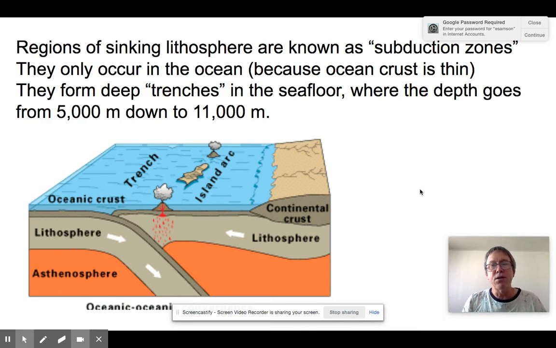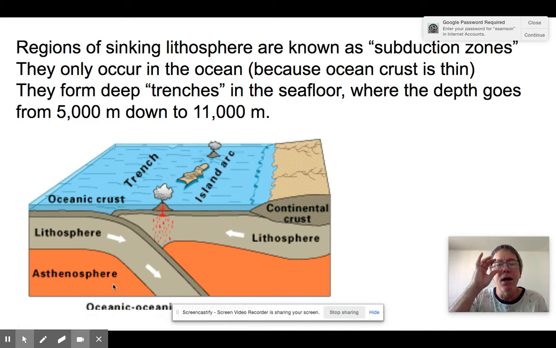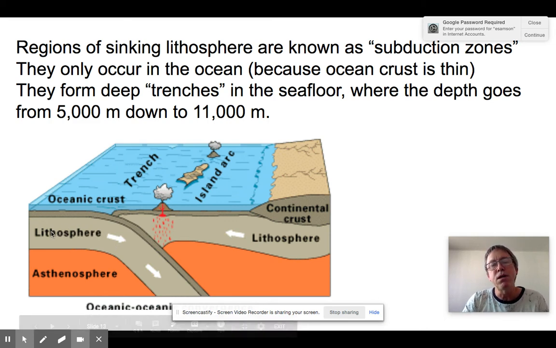So the regions where this sinking material happens, somewhere out here we have a spreading center. It's cooling down here. The convection current is sinking down here. You don't need to know the word asthenosphere. Don't worry about it. But we call these regions subduction zones, and these are regions where the material is being subducted, think like submarine, down into the earth, and it forms these trenches.